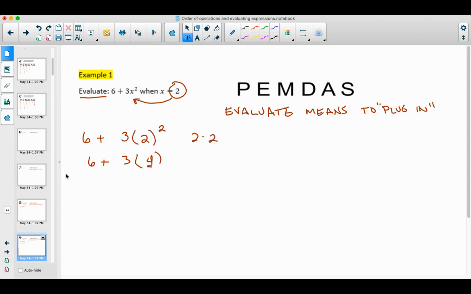Next, I'm going to multiply or divide. I do have a 3 times 4. Remember, parentheses means multiply. So 3 times 4 is 12. And then I'm going to do my adding or subtracting. 6 plus 12 is 18. Go ahead and try exercise 1 here.